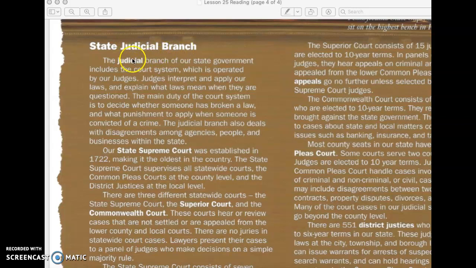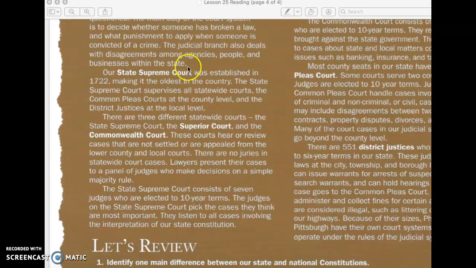State Judicial Branch. The judicial branch of our state government includes the court system, which is operated by our judges. Judges interpret and apply our laws and explain what laws mean when they are questioned. The main duty of the court system is to decide whether someone has broken a law and what punishment to apply when someone is convicted of a crime. The judicial branch also deals with disagreements among agencies, people, and businesses within the state.